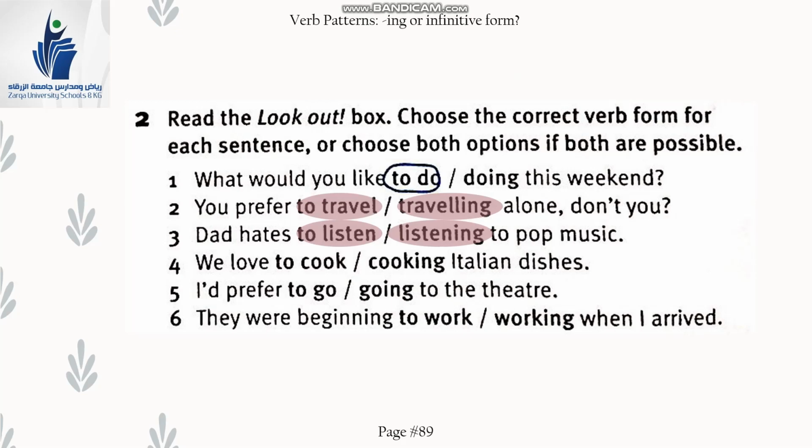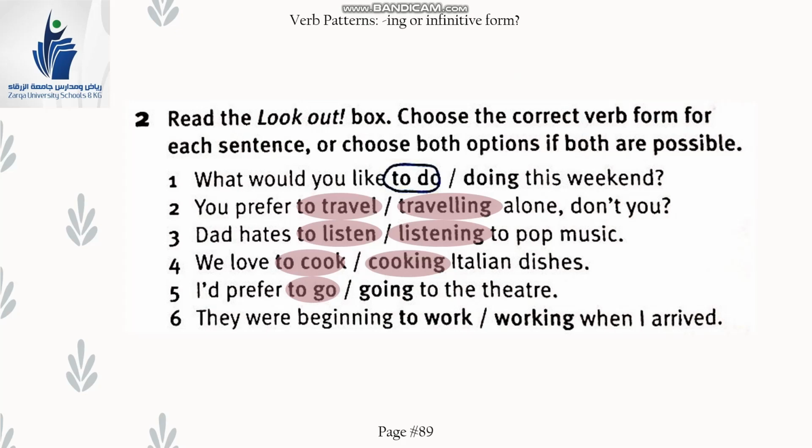Number 4 we love to cook or cooking Italian dishes. برضو هون the same thing. تقدر تحكي we love to cook أو بتقدر تحكي we love cooking Italian dishes. بس اطلع على number 5 بيحكي لك I'd prefer to go or going to the theater. هسا مادام في عنا الفعل المساعد would فمية بالمية راح نحط to go. I'd prefer to go to the theater.